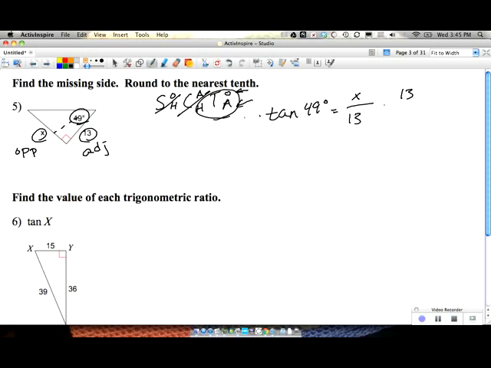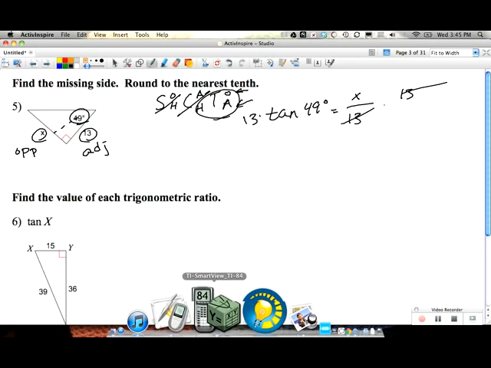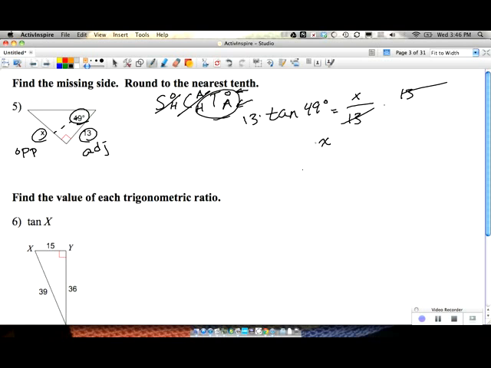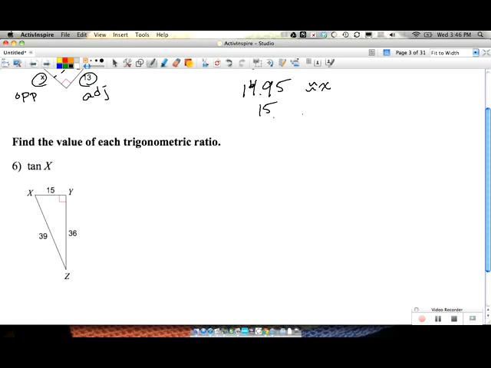Now we need to get x by itself, so we're going to multiply both sides by 13, and then if we look at the calculator, we can simplify this. We can calculate 13 times tangent 49. It gives me 14.95. So x is approximately 14.95. Now we could round that off and it'd be, I guess you could say 15. But yeah, that's our answer. Let's look at this next one.